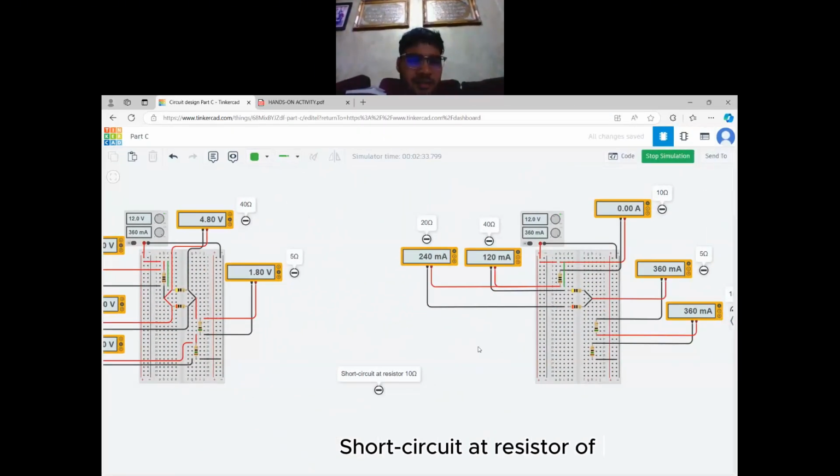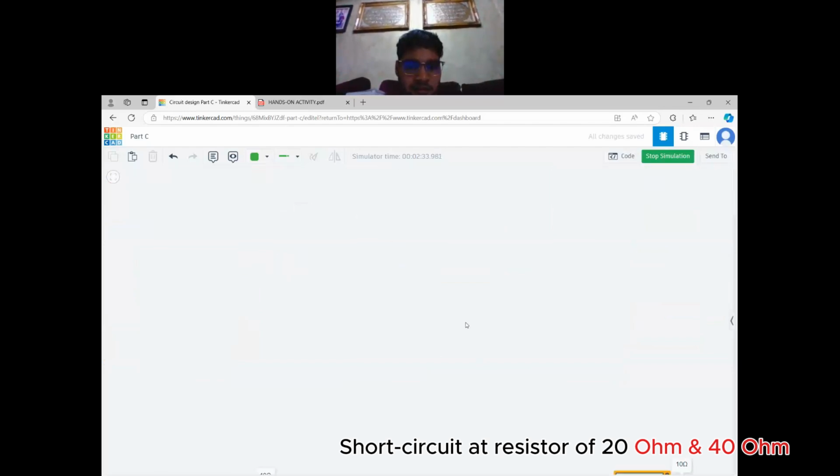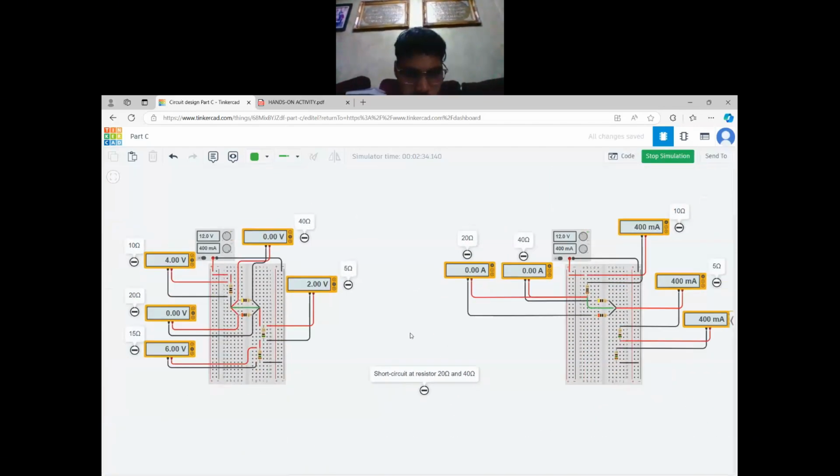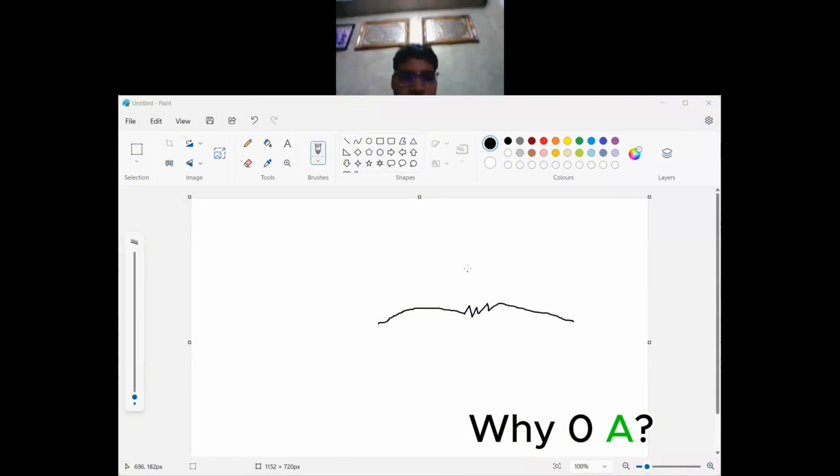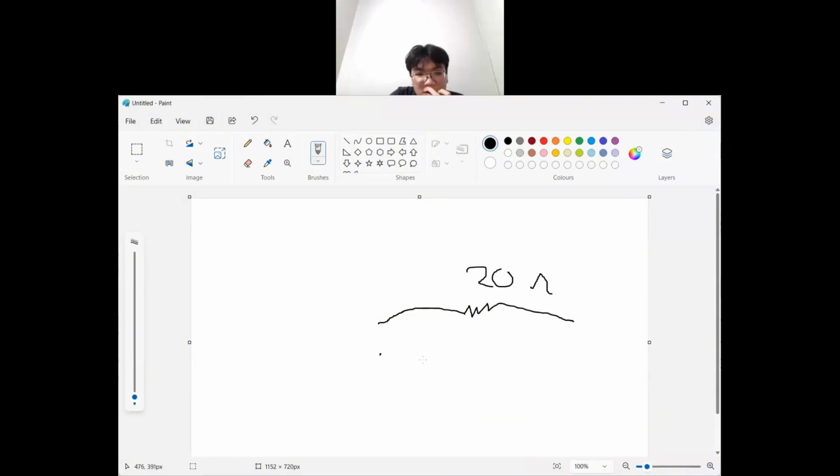And then for the short circuit at resistor 20 ohm and 40 ohm, we put the wire across R2, which is 20 ohm and 40 ohm, and there's no voltage at the R2, same as we put the wire at resistor 5 ohm. This 20 ohm, this 40 ohm. Then we add one short circuit.